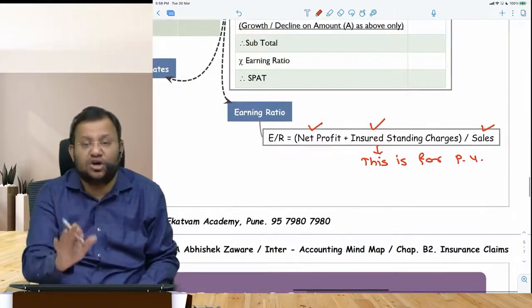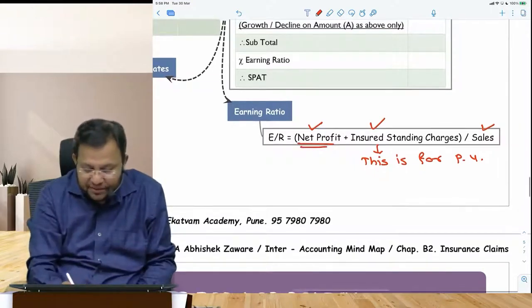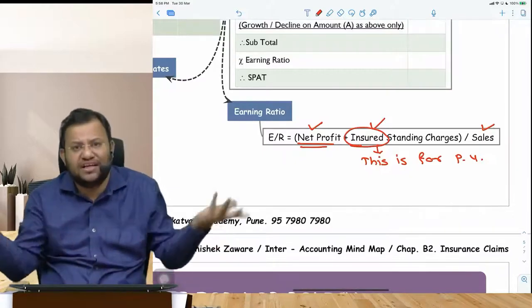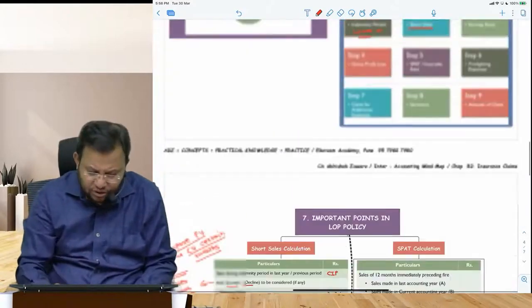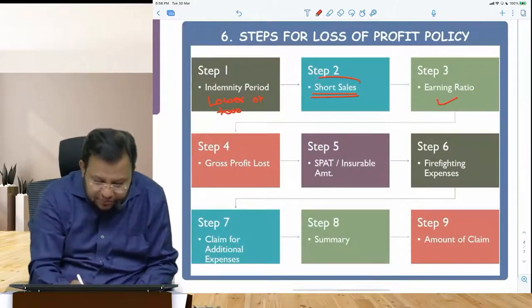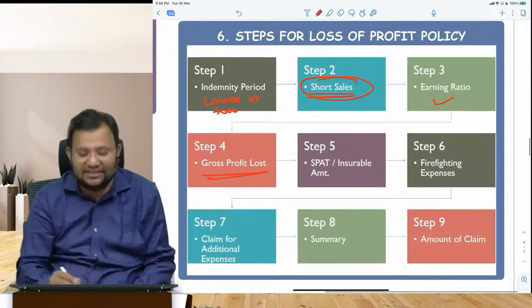It is like a gross profit ratio, but it is not a GP ratio, because it is net profit plus only insured standing charges. If you have insured everything, obviously कोई problem नहीं रहेगा. Earning ratio. So gross profit lost, claim for GP loss is a multiplication of step 2 and step 3.